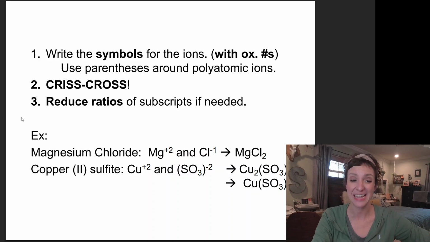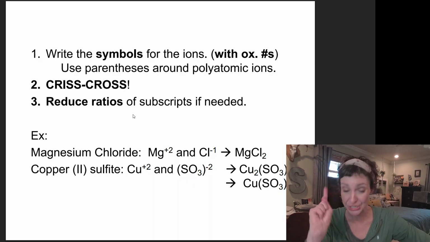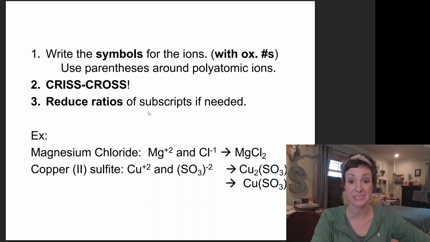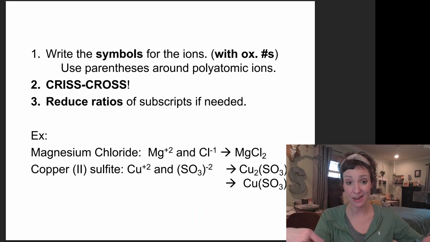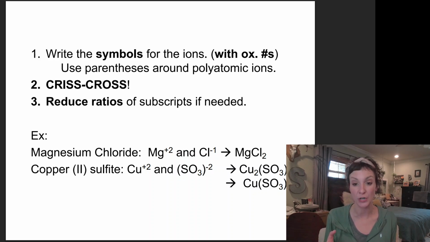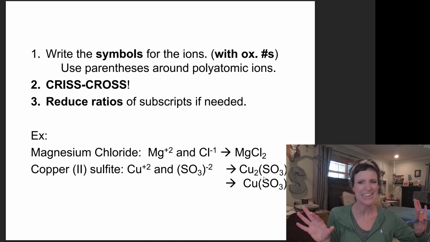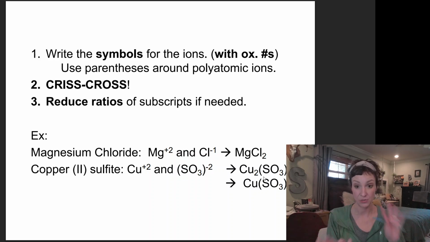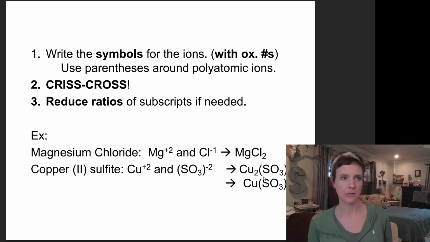But here's my last rule. I can reduce those ratios of the subscripts if needed, which means that 2 and that 2 I can reduce down to a 1-to-1 ratio. By definition, an ionic compound's formula unit is the lowest whole number ratio of each ion to each other in a crystal lattice. Saying I have 2 copper ions for every 2 sulfate ions is the same thing as saying it is a 1-to-1 ratio. I feel like I talked longer about that than I should have, but we're going to do this all in class.